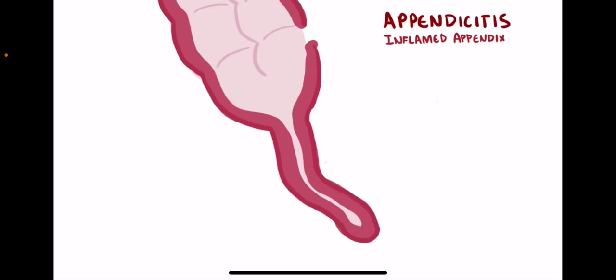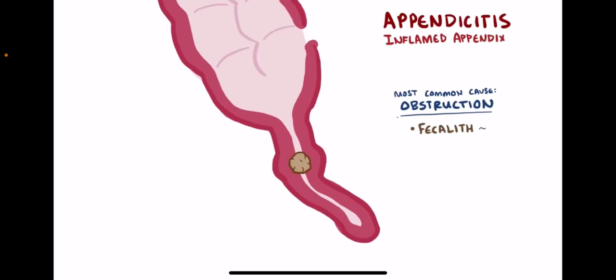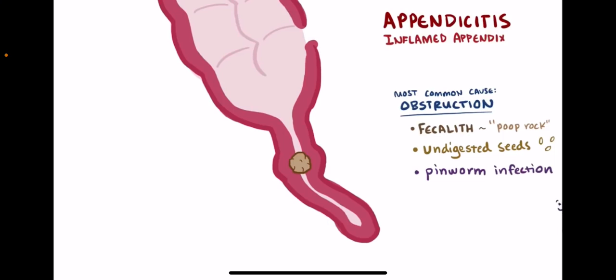Since the appendix is a hollow tube, the most common cause of inflammation is something getting stuck in or obstructing that tube, like a fecalith, which is a hardened lump of fecal matter that finds its way into the lumen of the appendix and wedges itself there. It could also be other things, though, like seeds that weren't digested, or even pinworm infections, which are intestinal parasites.